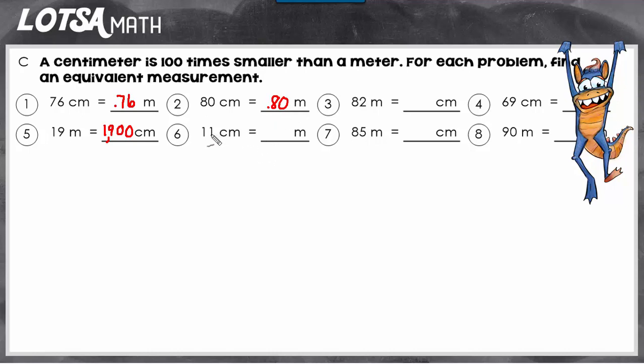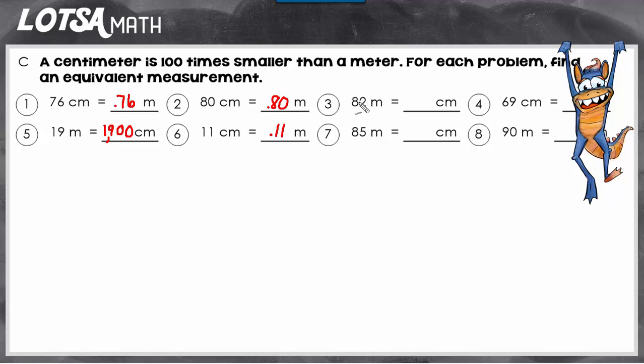Okay, let's look at this one. Now we have 11 centimeters, and we're going to change it to meters. A centimeter is 100 times smaller than a meter. So for converting it to meters, we need to divide by 100. If I move the decimal 2 places to the left, it's just like dividing by 100. So 11 centimeters would equal 11 hundredths of a meter.